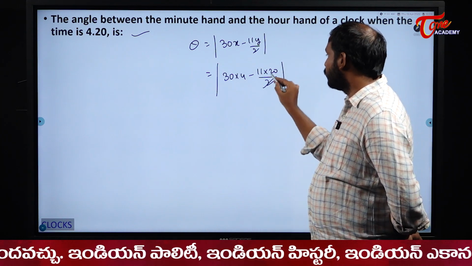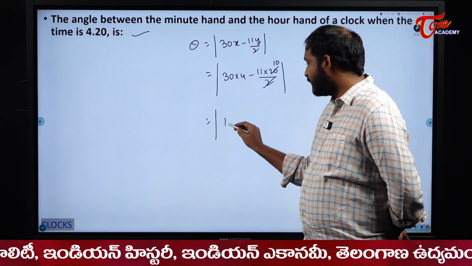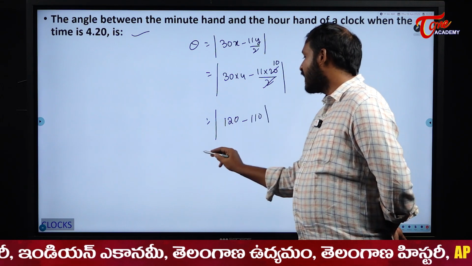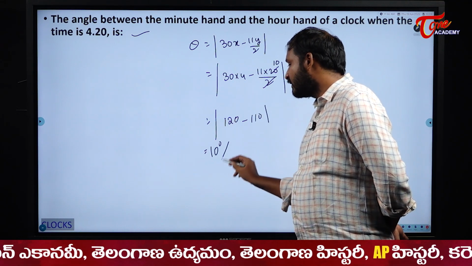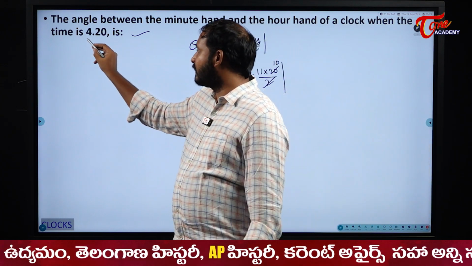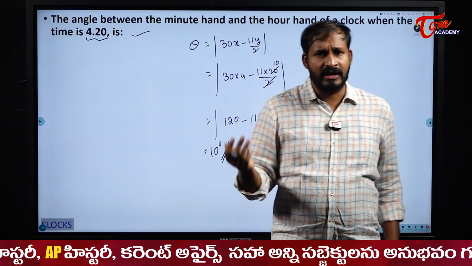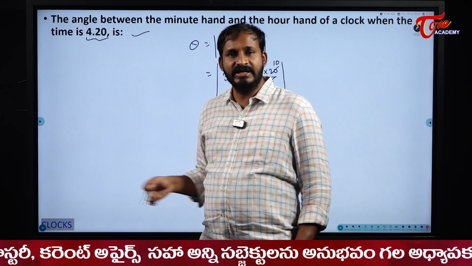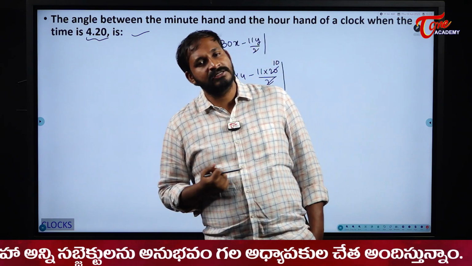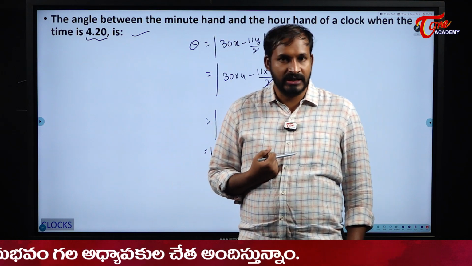So what happens here? 2 ones, 2 tens. 30 into 4 it becomes 120. 11 into 10 it becomes 110. So the angle between two hands of the clock will become what? 10 degrees. See here students, why I have given this 4:20, a few students will think that 4:20 means our hour hand will be on 4. General thought, if they think in a generalized manner. 20 minutes means my minute hand also will be on 20. So the angle between them is 0 degrees. Few students will think in that manner.